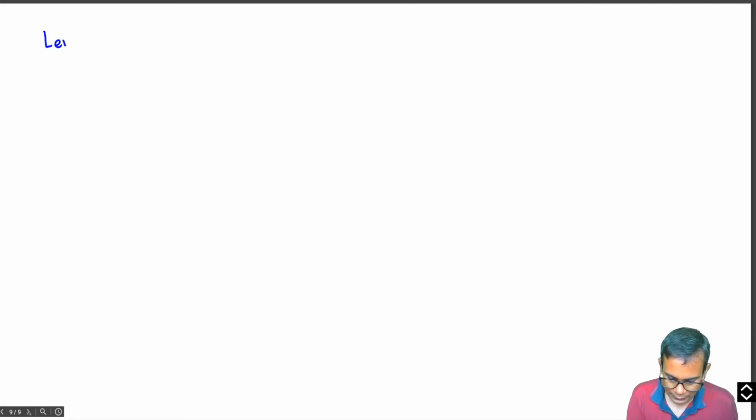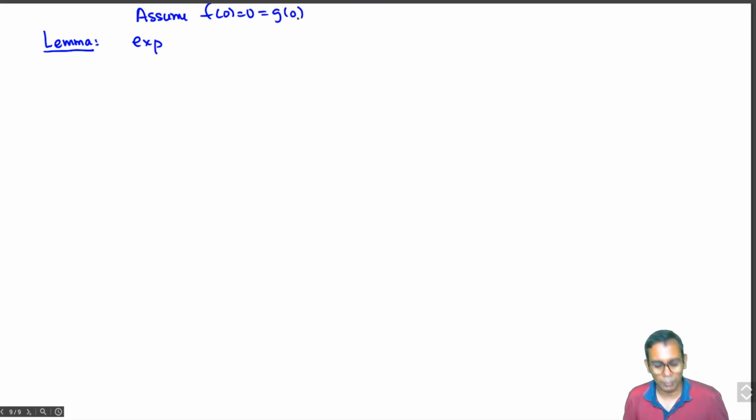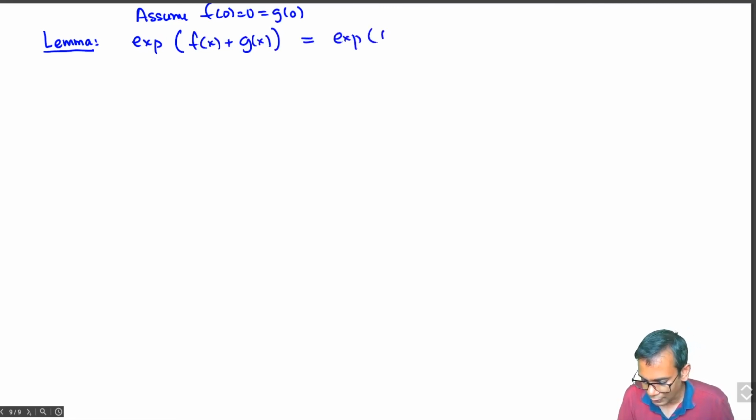Here's an easy lemma. Now we need to assume that f of 0 is equal to 0, and so is g of 0 equal to 0, for two functions f and g in formal power series over a field of characteristic 0. So exp of f(x) plus g(x) makes sense. Well, this is equal to exp of f(x) times exp of g(x).